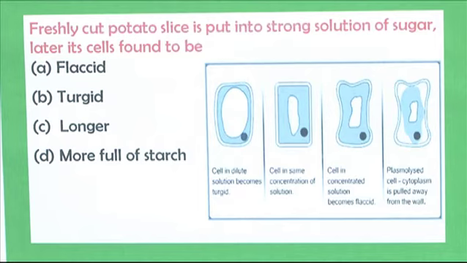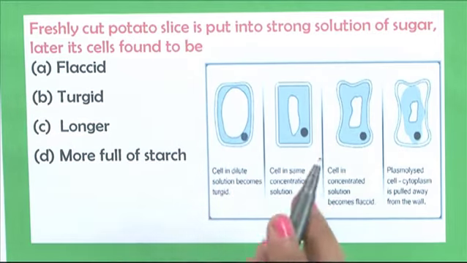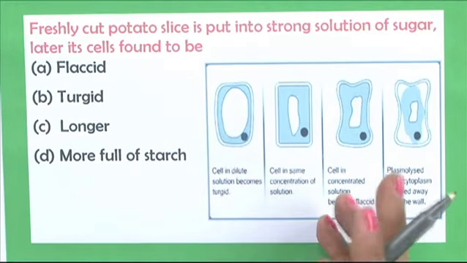Then it says more full of starch. We'll think about it with this diagram. Imagine this is one potato cell. If the cell is in dilute solution, it becomes turgid, you already know this. Water enters into the cell by endosmosis, because it is kept in the hypotonic solution, and then it becomes turgid. Turgid means stretched to its maximum size because of endosmosis.